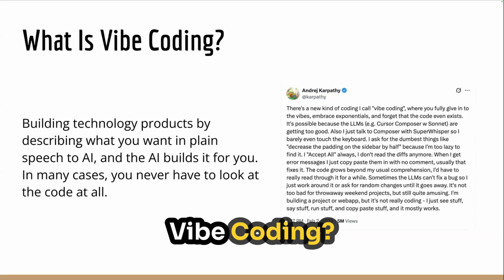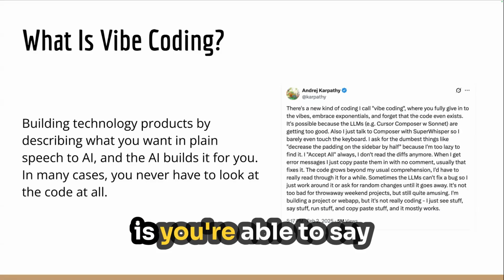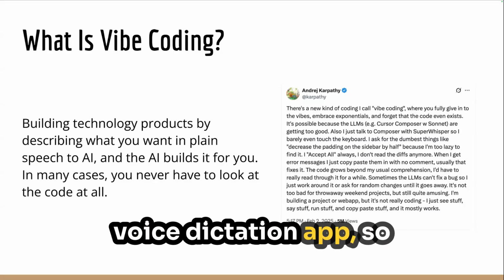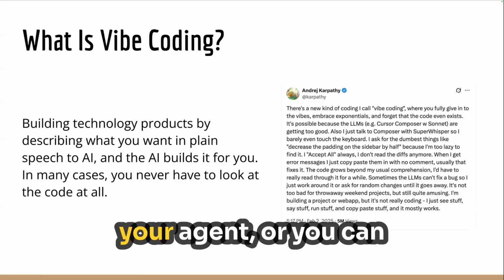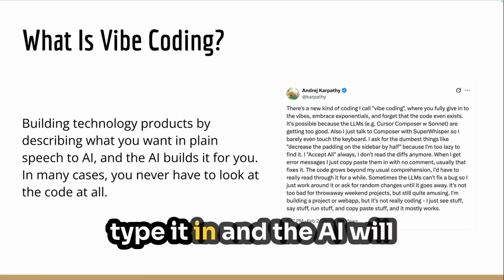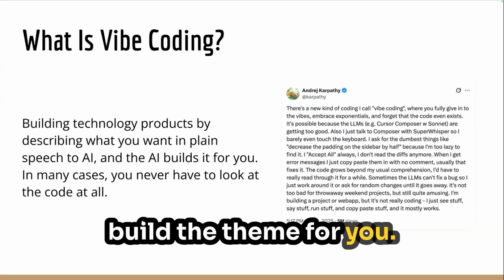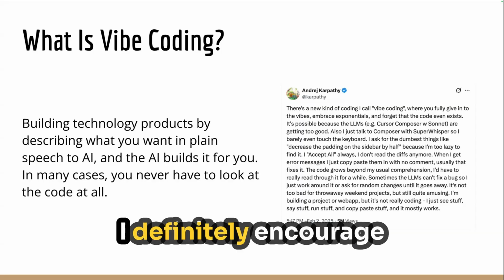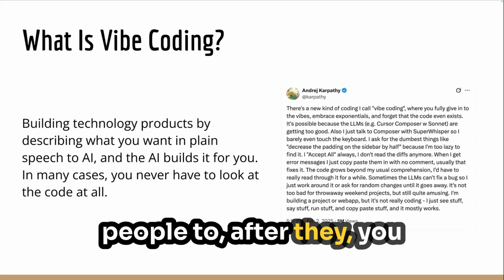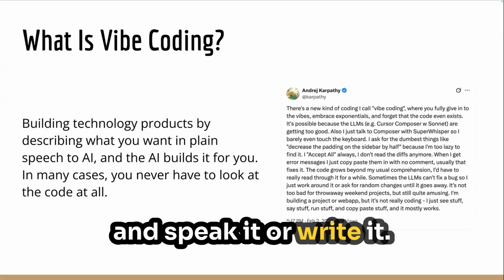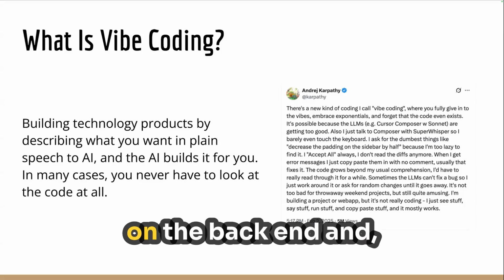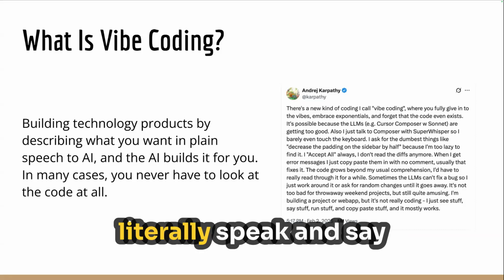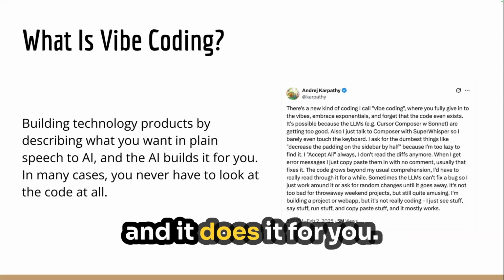And so what is vibe coding? Simply put, vibe coding is you're able to say plain speech, give it to AI. You can either use a voice dictation app so you can speak it into your agent, or you can type it in and the AI will build the thing for you. So in many cases, you never have to know code. You never have to look at the code at all. I definitely encourage people to, after they give the prompt and speak it or write it, see what's going on on the back end and look into the code. But with vibe coding, you literally speak and say what you want to build and it does it for you.